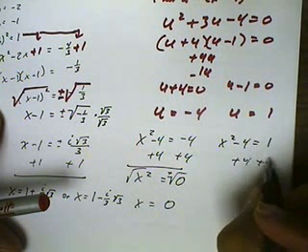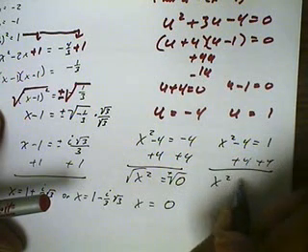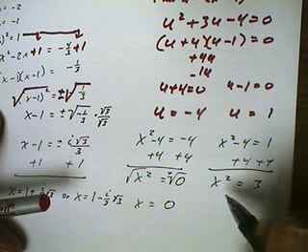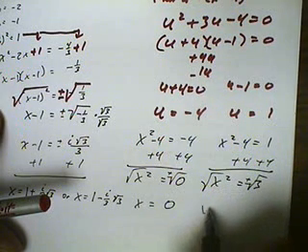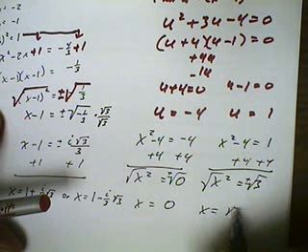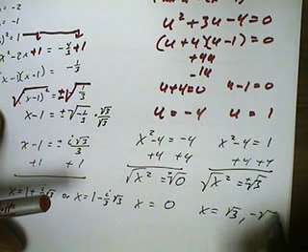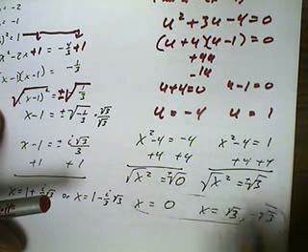Here we add 4 to both sides. We get x squared equals 3. We take the square root of both sides, put in a plus and minus, and we get x equals the square root of 3 and also negative square root of 3. So that one has 3 answers.